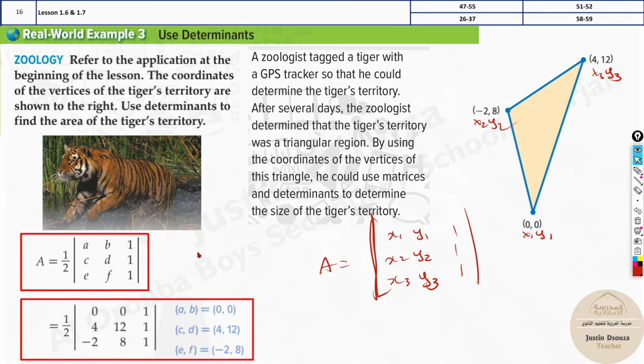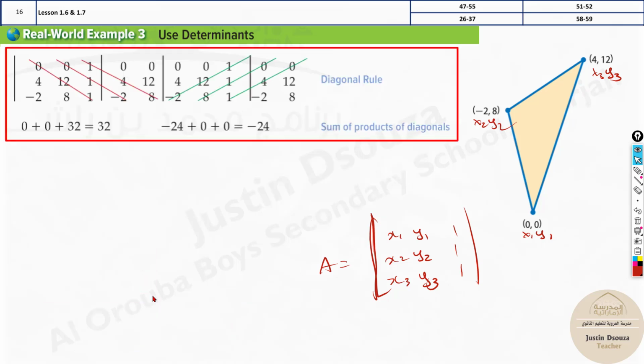And here, see, they have given the coordinates, right? So 0, 0 and 1. What is this? 4, 12 and 1 and minus 2, 8. And now you find the determinant.